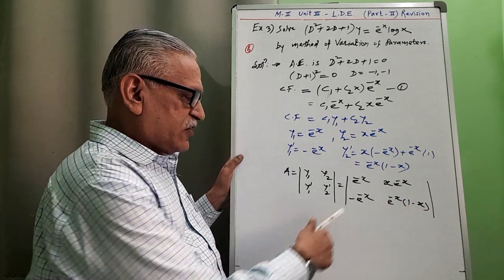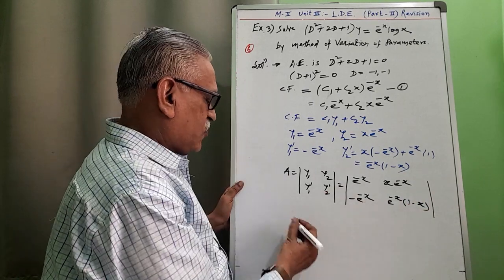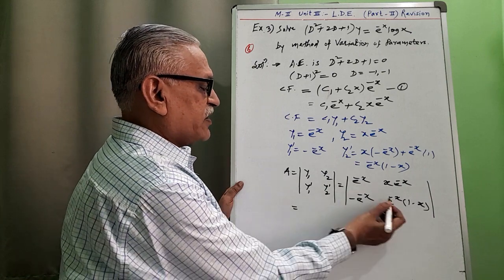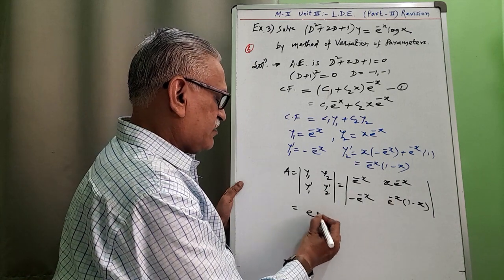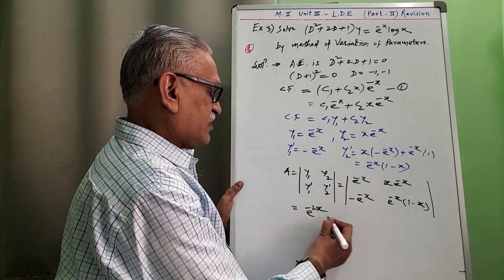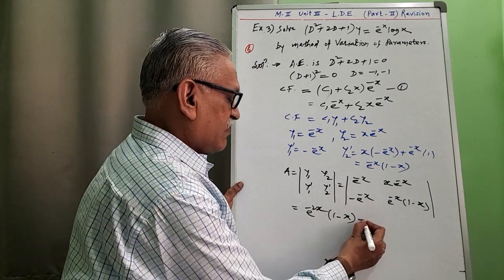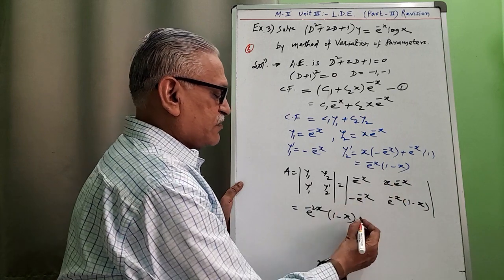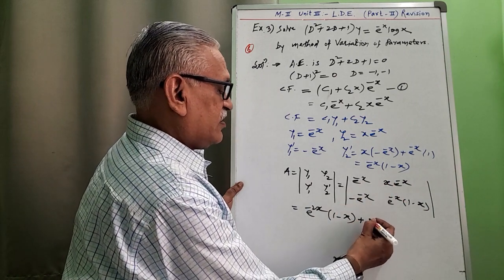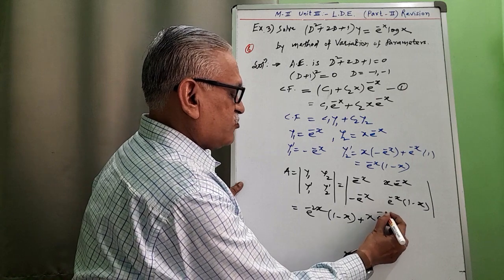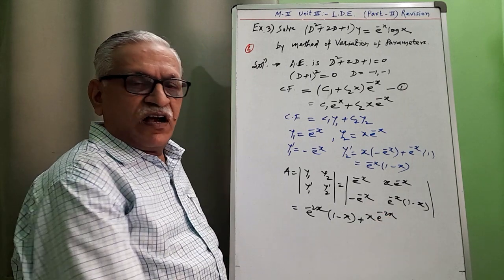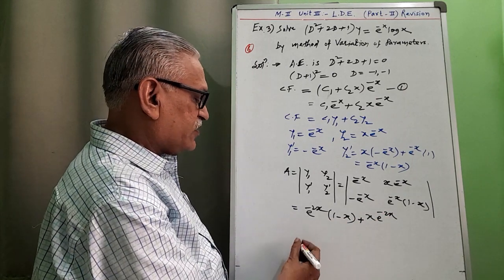Evaluating this second order determinant, this product e raised to minus x into e raised to minus x, it becomes e raised to minus 2x into 1 minus x, minus, and this minus it becomes plus x e raised to minus 2x. From these two terms I can take e raised to minus 2x common.